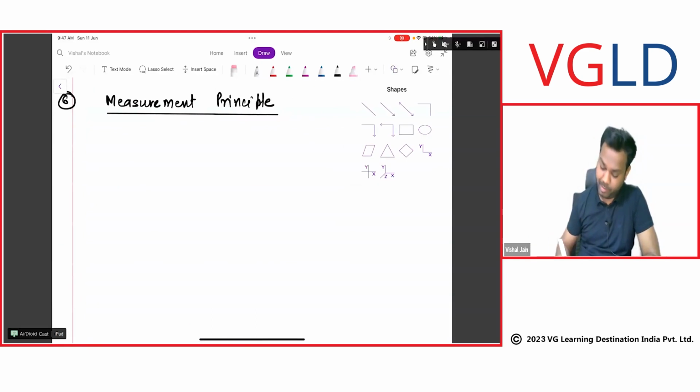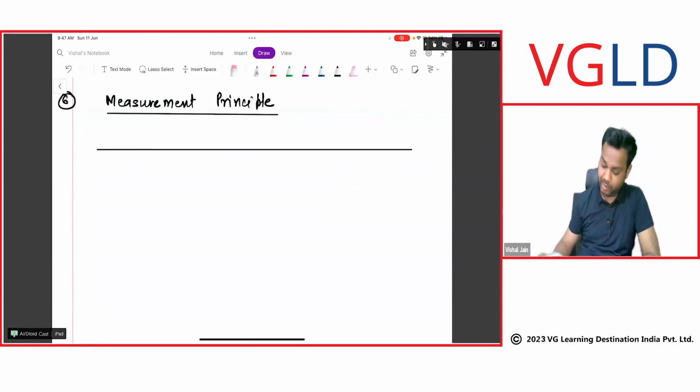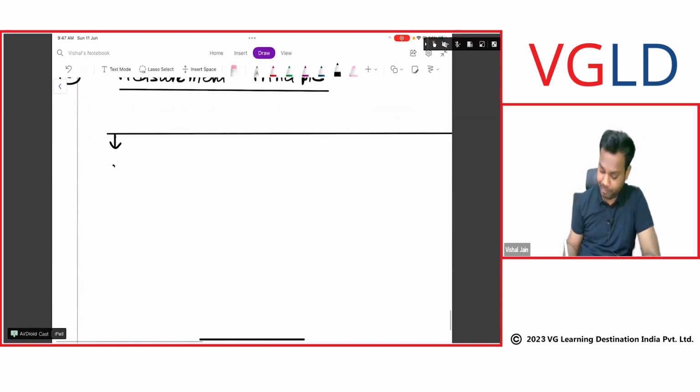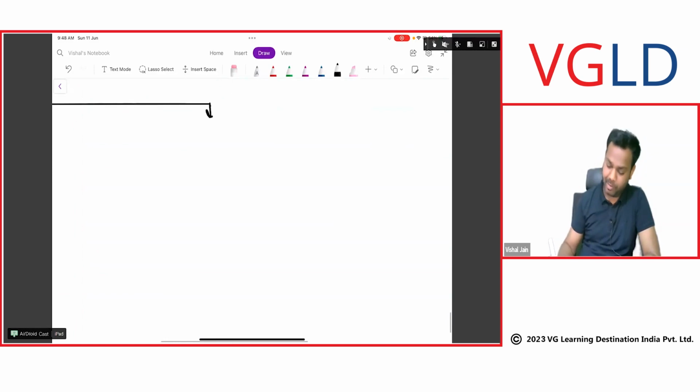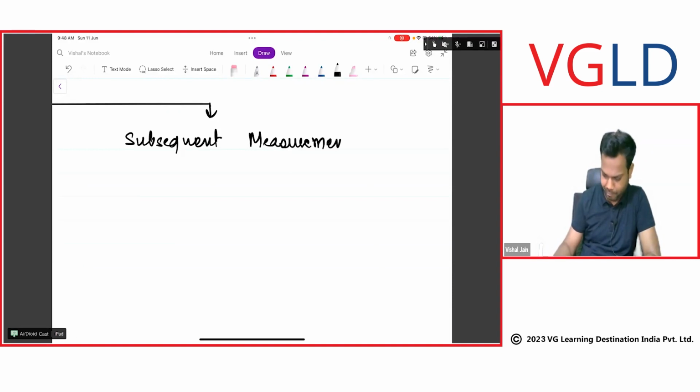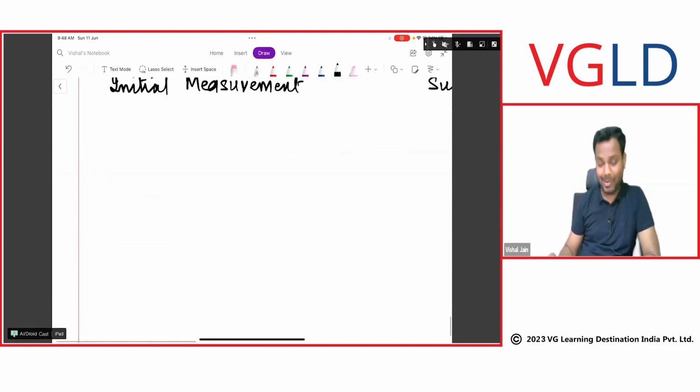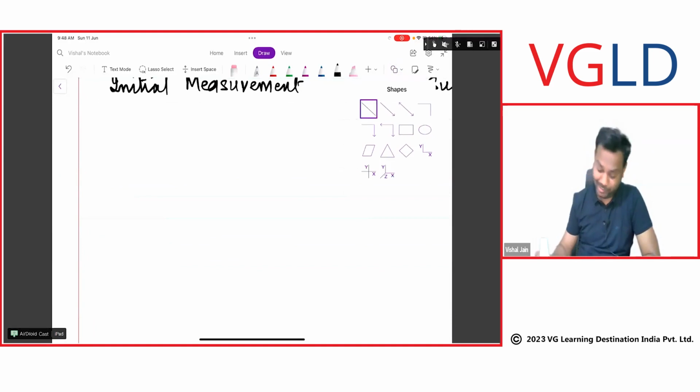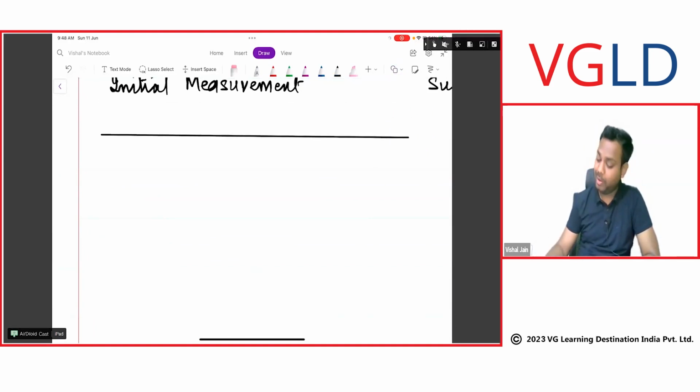Now, in the measurement principle, as I was discussing, we have to study initial measurement and subsequent measurement. Initial measurement, also, we have to discuss in 2 stages. Before I write, let me ask you a question.